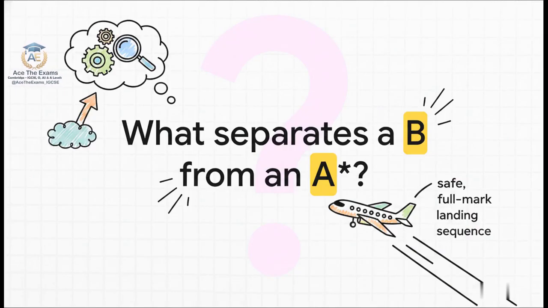What actually separates a B from an A star in this specific paper? Well, it's not just about how much Arabic vocabulary you've memorized. The difference comes down to how expertly you manage your central issues and theoretical foundations under pressure. We're going to decode the exact telemetry the Cambridge examiners are looking for. Our core objective for this session? To upgrade your essay from a nervous, fuel-wasting holding pattern into a mathematically precise, safe, full-mark landing sequence.